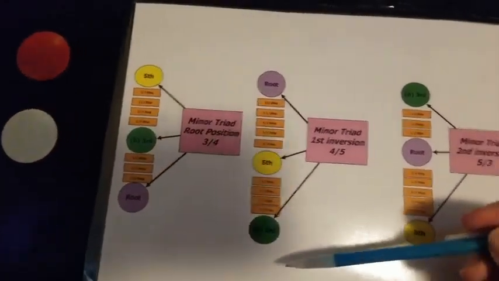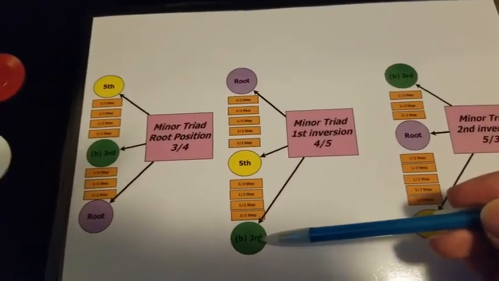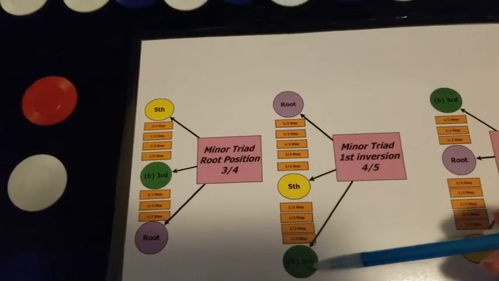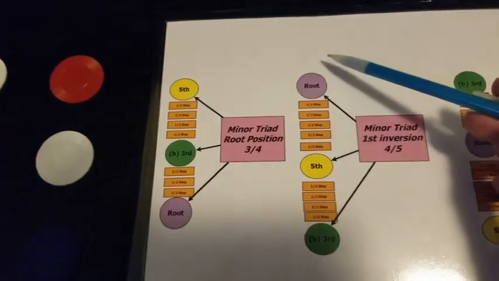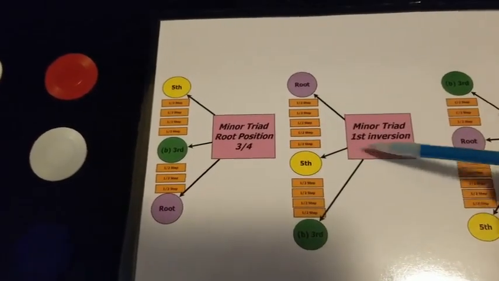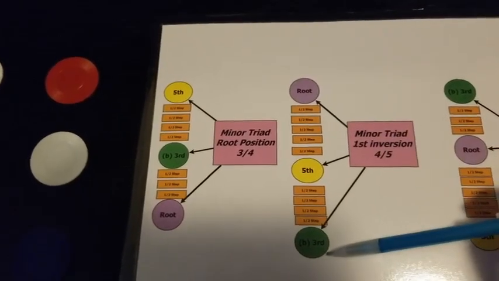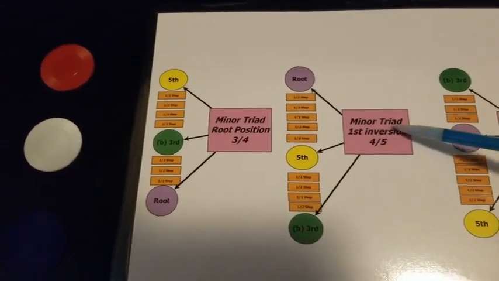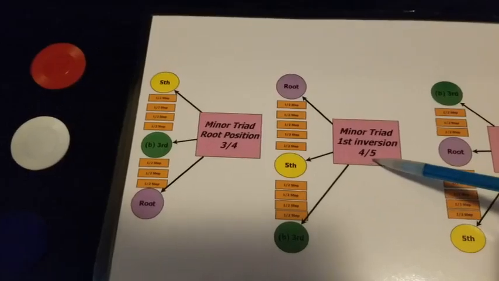So here it's demonstrated on a graphic. We have the flat 3, and now there's going to be 4 half steps between. There's still 4 between the third and the fifth, just like here, except our root has been transposed to the top. Now there's 5 half steps between the fifth and the root. So here we know that the first inversion minor triad is 4-5 structurally in terms of half steps.